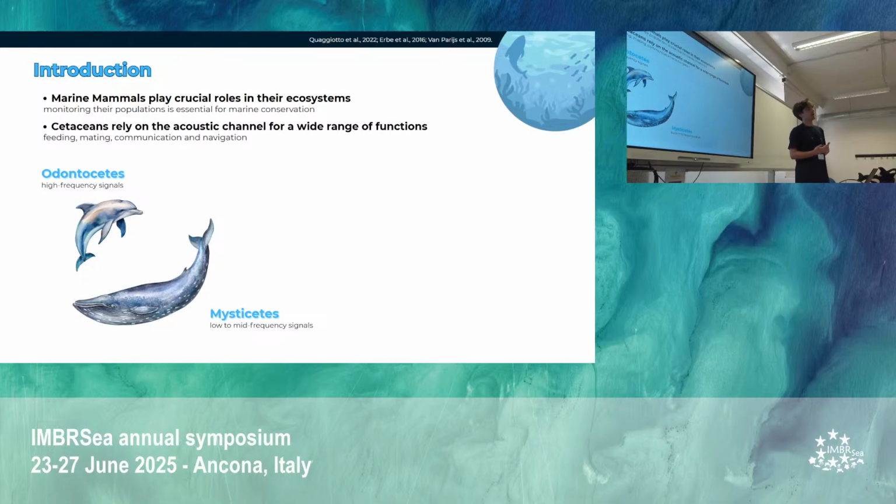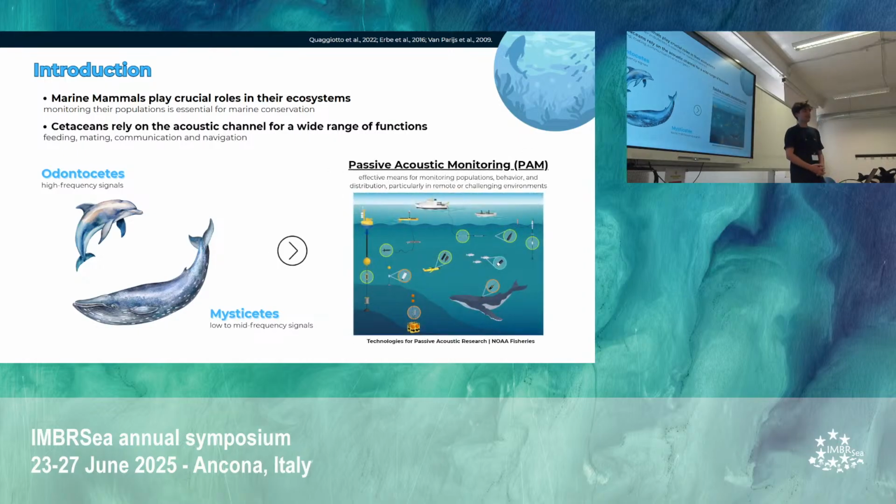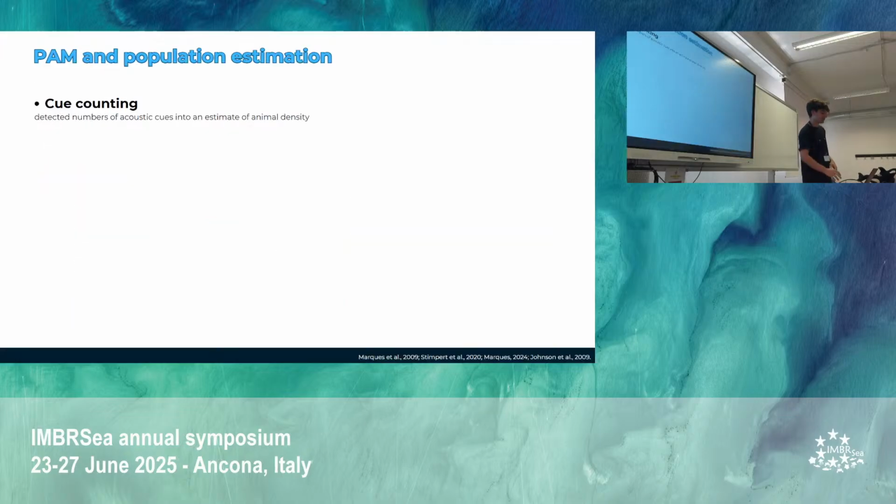When we talk about monitoring these species, it is also very important to take into account the sounds that they make. One way to do that is through passive acoustic monitoring, also known as PAM, where we can record sounds from a specific location and time. With that, we can explore this data as much as we want, and one of these ways is regarding population estimation.